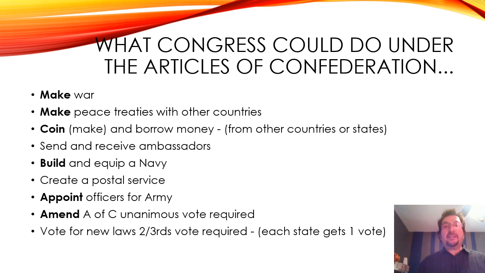And then number 9, they could vote in new laws, but a 2/3 vote was required, not a simple majority. This is called a super majority. Each state gets 1 vote. So you do the math as to what would be a 2/3 vote.